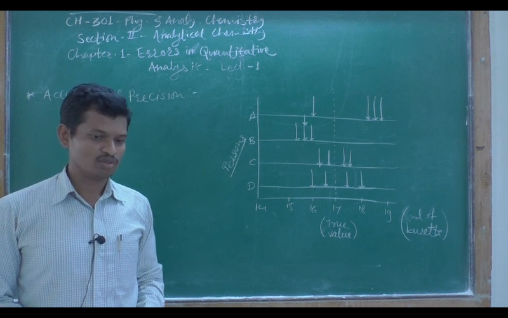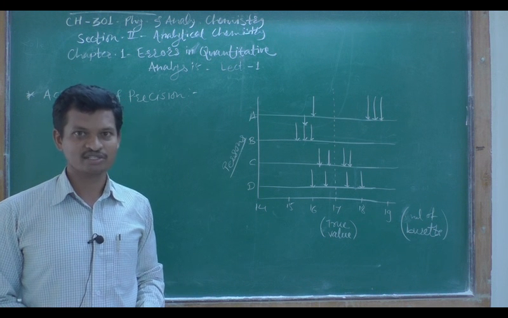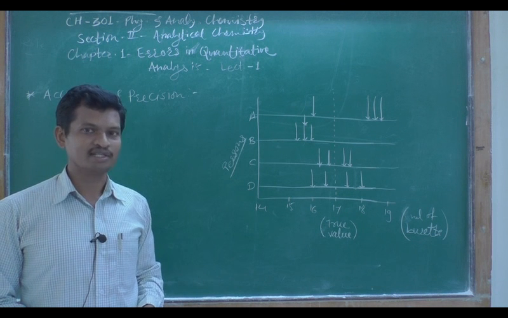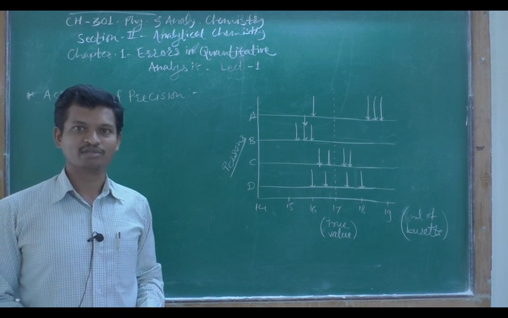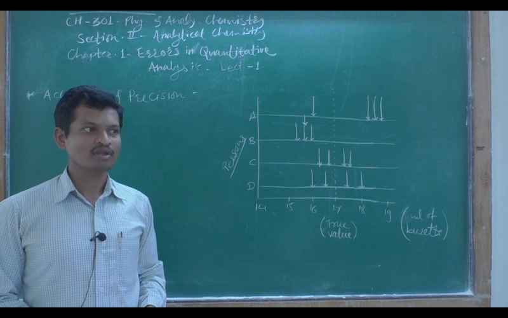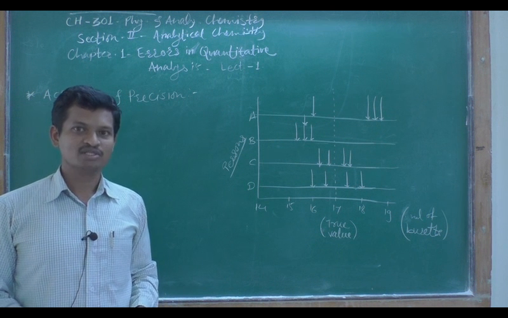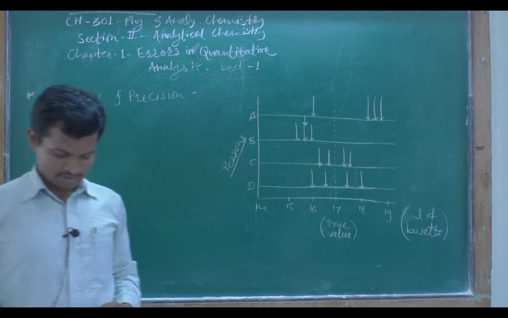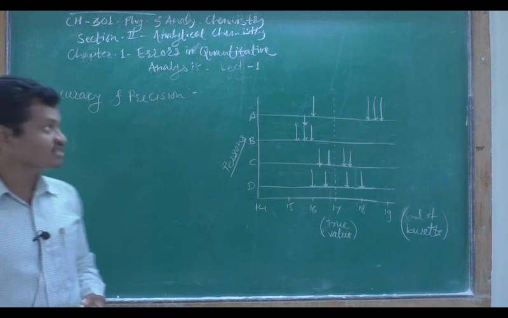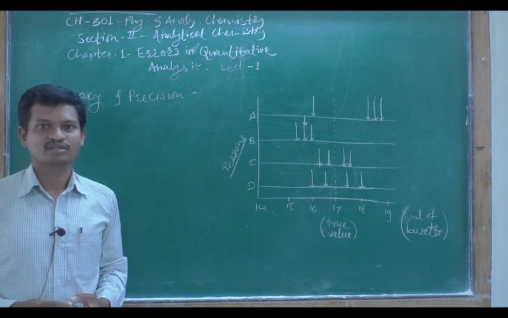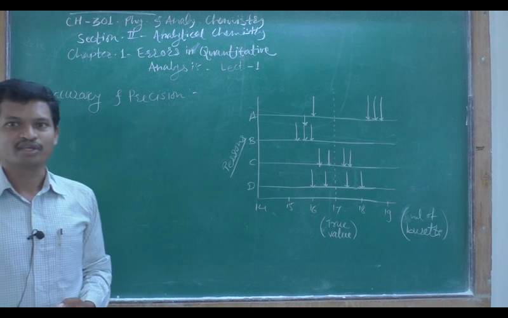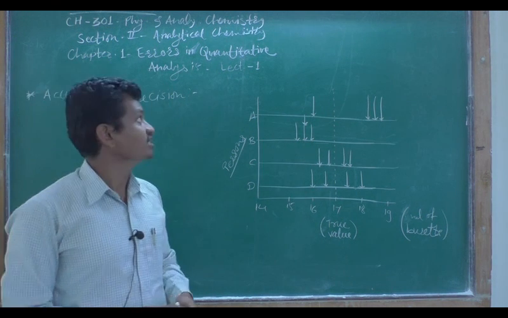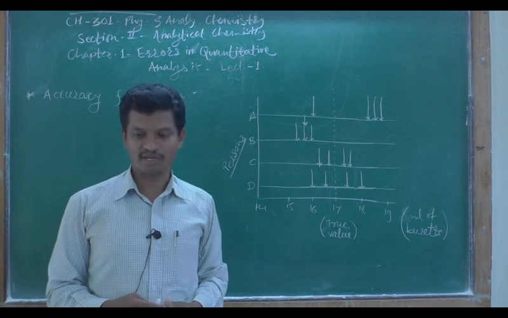So in the first paper there are again two sections. The first section has the physical chemistry part, and the second section has the analytical chemistry part. From today onwards I am going to teach you the analytical chemistry part. Okay, dear friends, the first chapter in this analytical chemistry is errors in quantitative analysis. Errors in quantitative analysis.